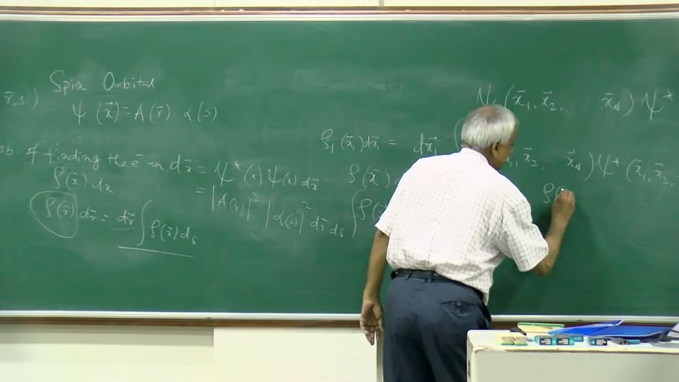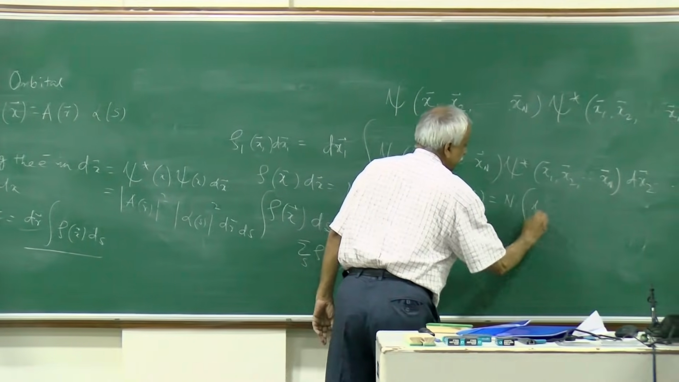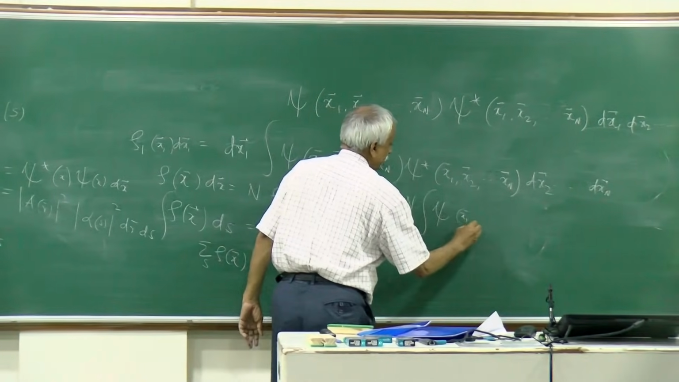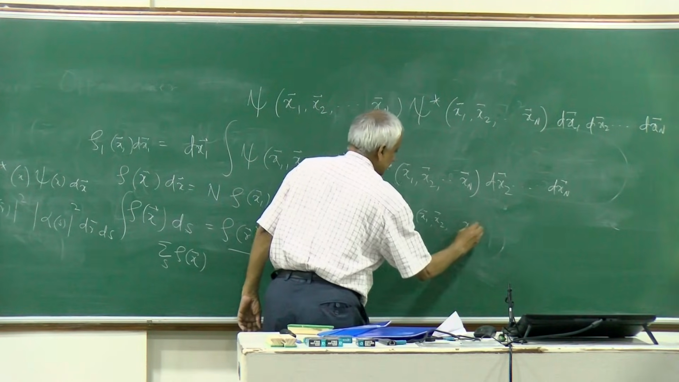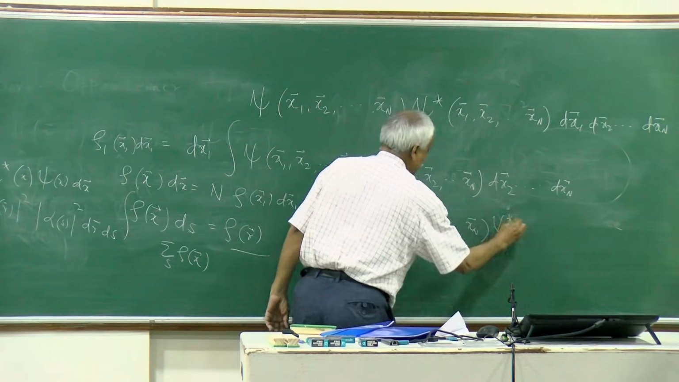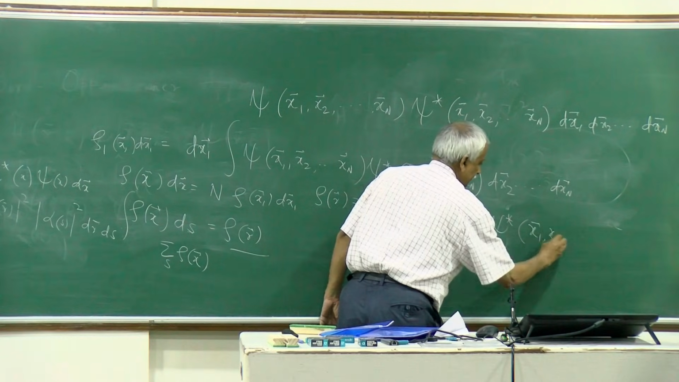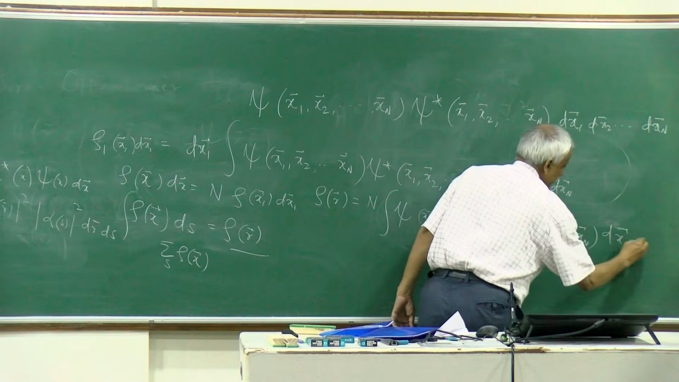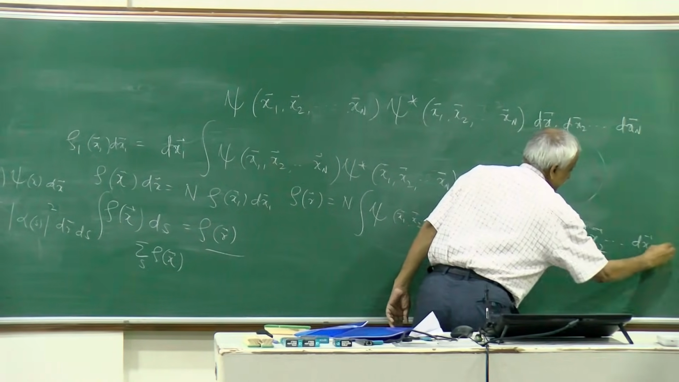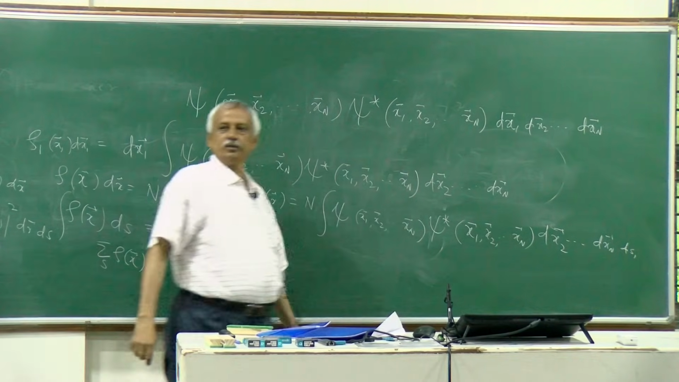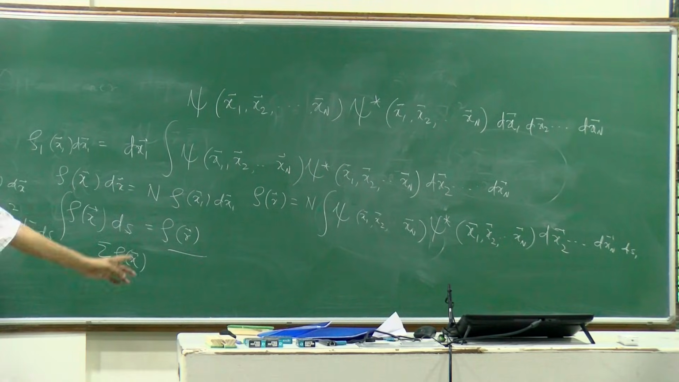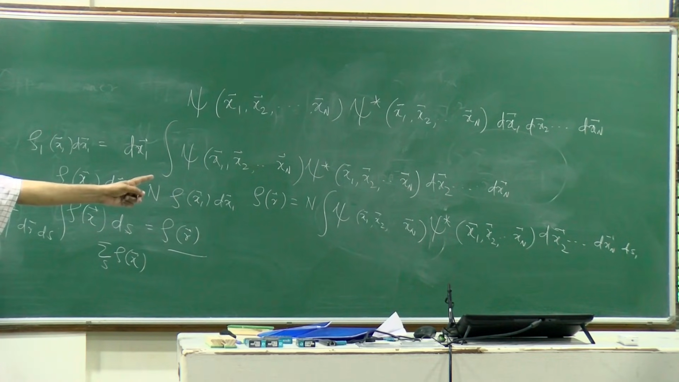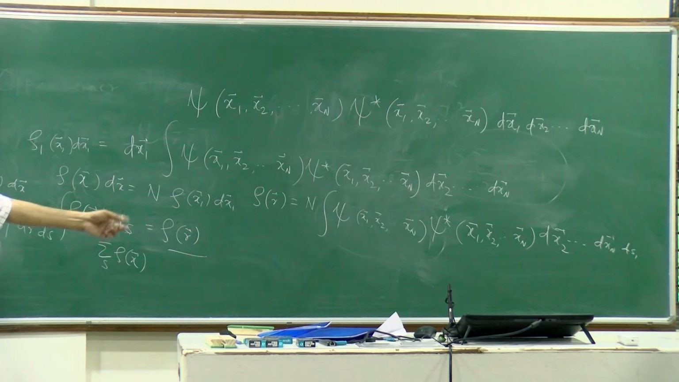So rho r is n integral psi x1 x2 xn psi star x1 x2 xn dx2 to dxn, and in addition you have ds1. Is it okay? That is your rho r. You see, follow the steps. Now do you have any question? I have defined something here.